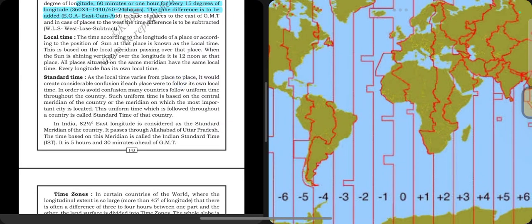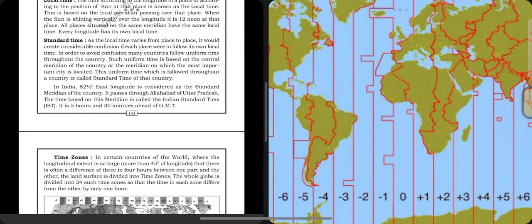Then local time is nothing but when the sun comes overhead, that is called the noon, that is called the local time. It is not so important, but you just have the awareness of what local time is.